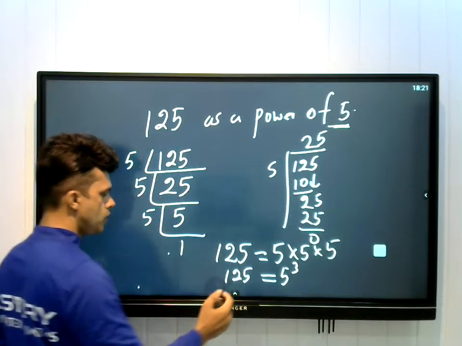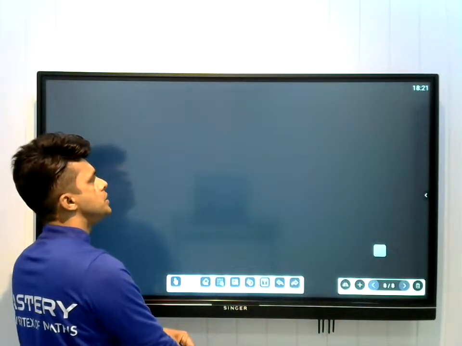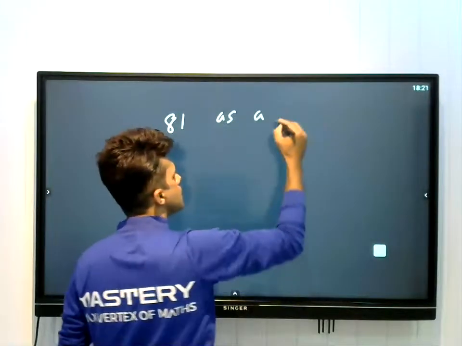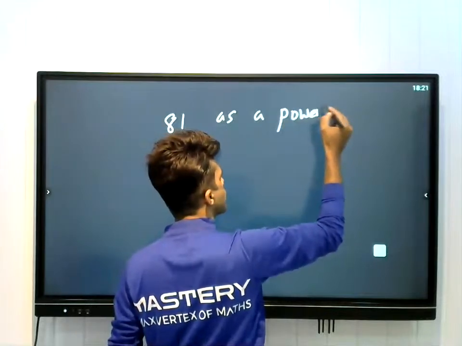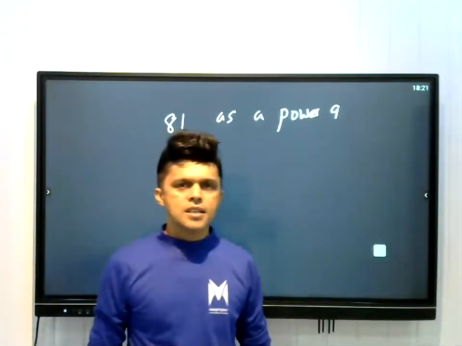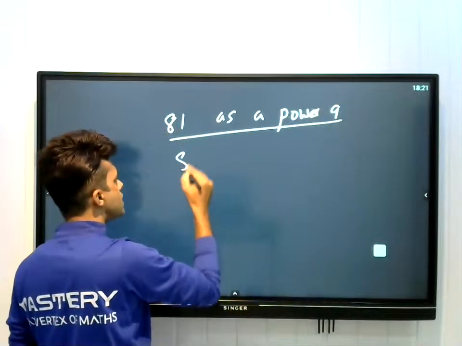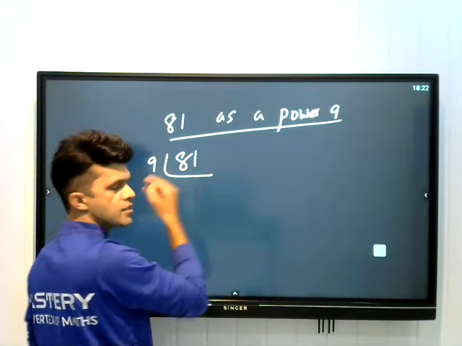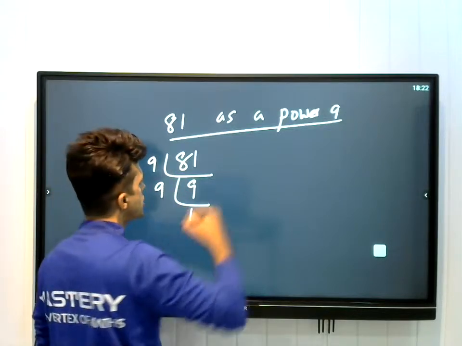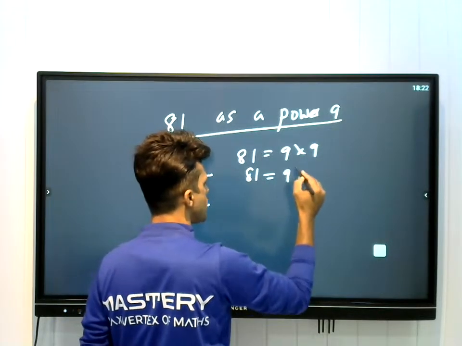Okay, so let's try to write this one. This is 81. Write 81 as a power of 9. Are we able to write 81 as a power of 9? Yes. 81 is divided by 9. 81 upon 9 is 9. 9 upon 9 is 1. So 81 equals 9 into 9. 81 equals 9 to the power 2.